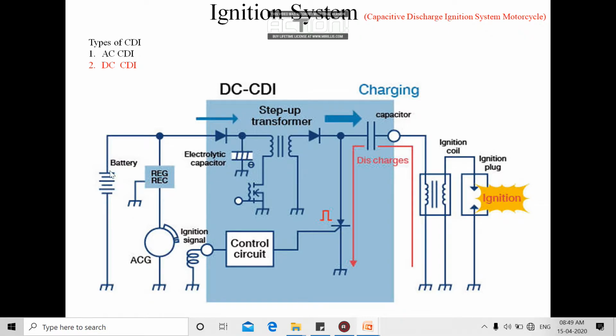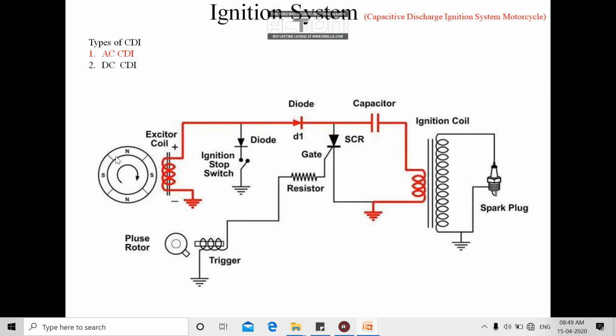One power source is our battery, and the second power source is our AC generator. Okay, so this is our first power source, and this is our second power source, that is the AC generator. In the previous diagram, you can see only one power source, the AC generator, was used, because we definitely require one power source whose power gets stepped up in the step up transformer that is inside the ignition coil.